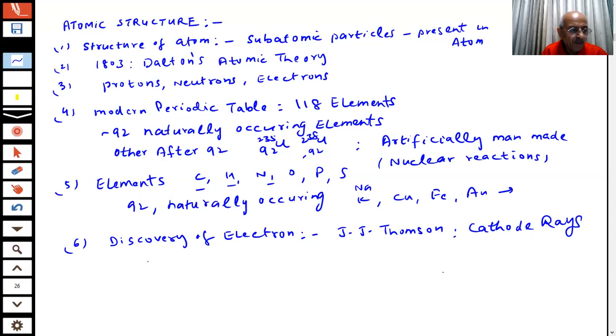In the atom, the electron, we say these electrons are... I'm not going into the complete details of that. Whatever is required for our course, we will do that. These electrons are, students, negatively charged particles.